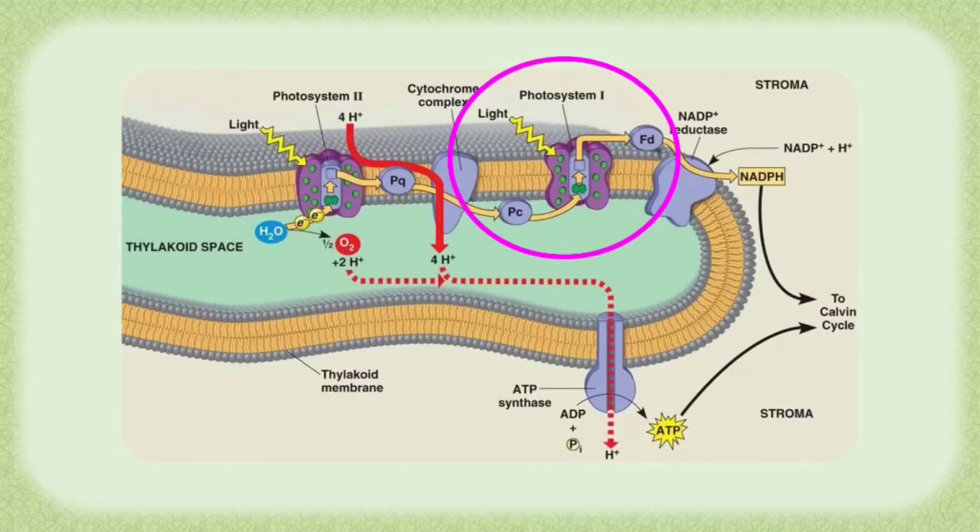So we'll turn our attention now back to our electron travelling through this electron transport chain. Remember, it's passed through the cytochrome complex. It's been picked up by another mobile carrier protein called plastocyanin. And the next stage on its journey is photosystem 1. So let's look at what happens to our electron when it reaches photosystem 1.